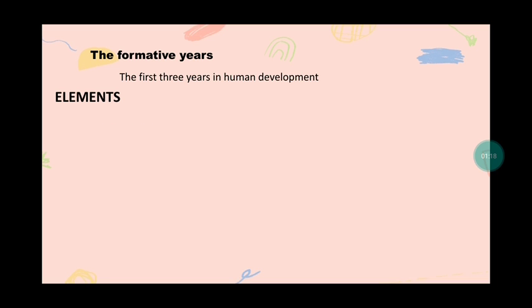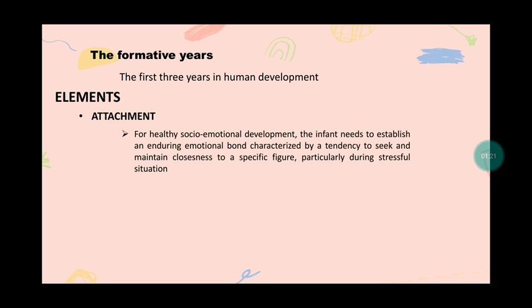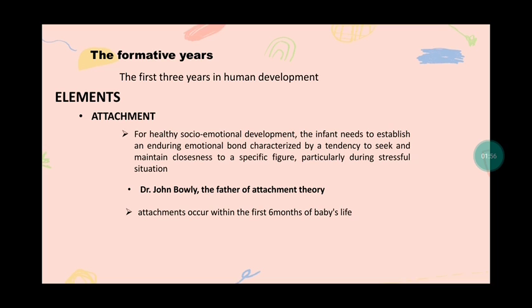It has elements. The first one is attachment. For healthy socio-emotional development, the infant needs to establish an enduring emotional bond characterized by a tendency to seek and maintain closeness to a specific figure, particularly during stressful situations. The mother or the caregiver provides food and warmth. But for the purposes of attachment, what really matters is the sense of safety, comfort, and refuge the mother or the caregiver provides. According to Dr. John Bowlby, the father of attachment theory, attachments occur within the first 6 months of a baby's life.